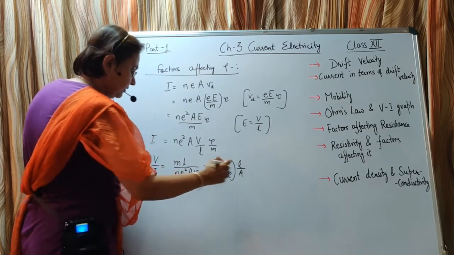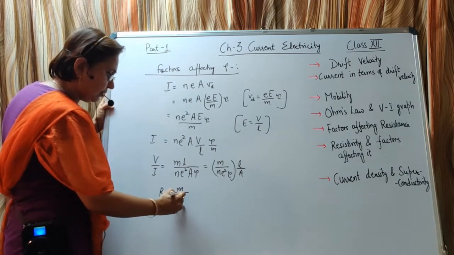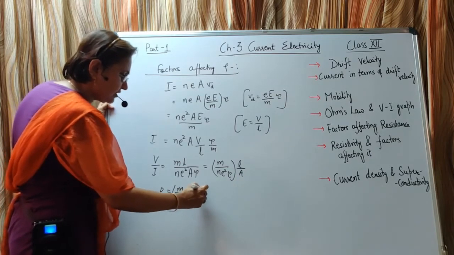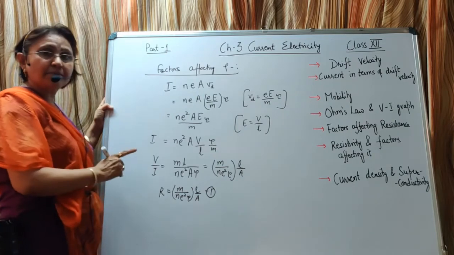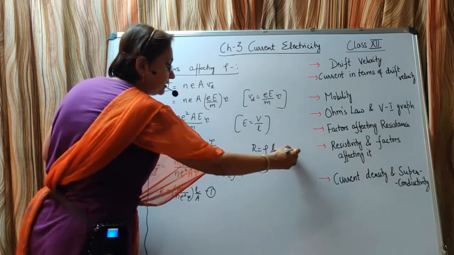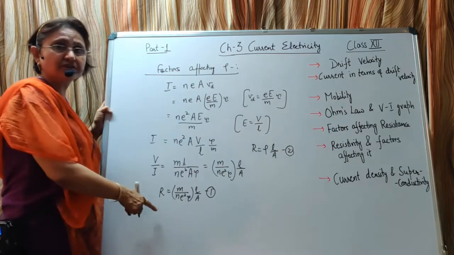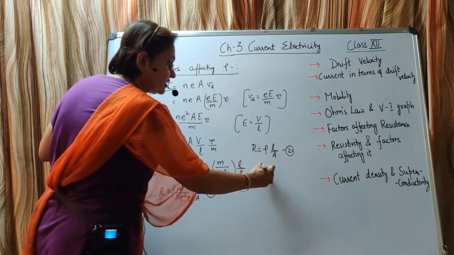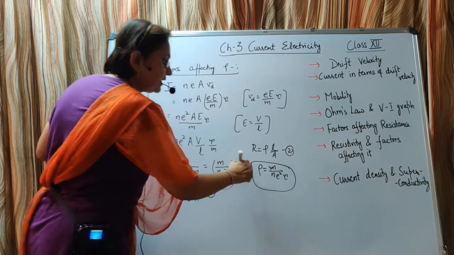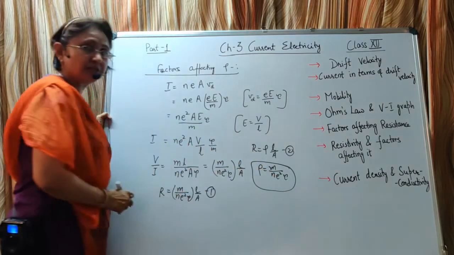into L upon A. Here V upon I is the resistance, m upon n e square tau into L upon A. Put it as equation number 1 so that we can compare with the standard equation R is equal to rho L upon A. So comparing 1 and 2, we get the expression of resistivity rho as rho is equal to m upon n e square into tau. So this is the expression of resistivity in terms of the relaxation time.